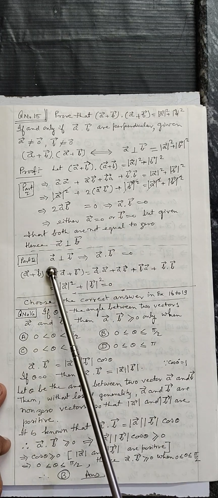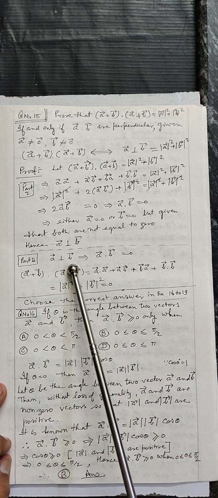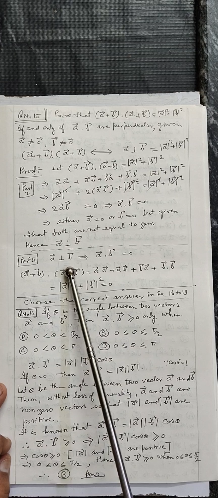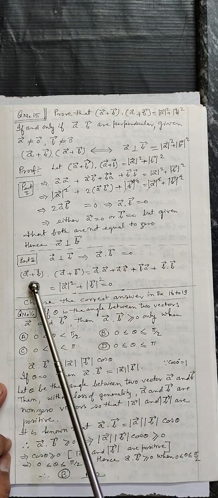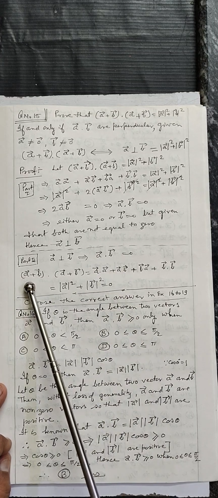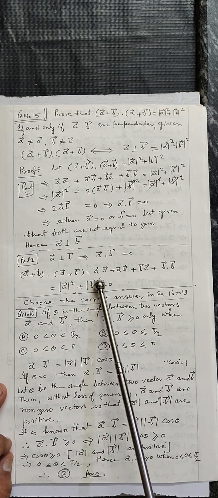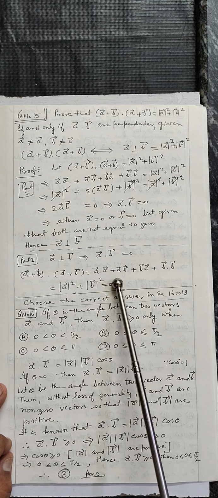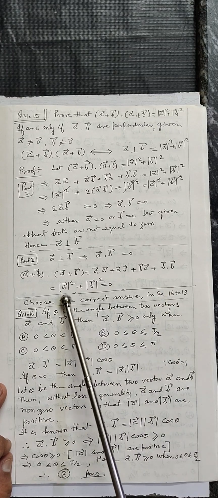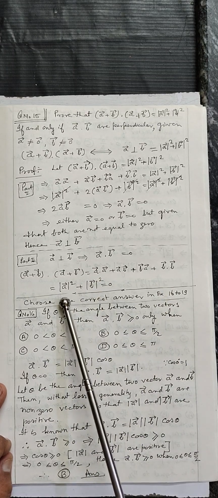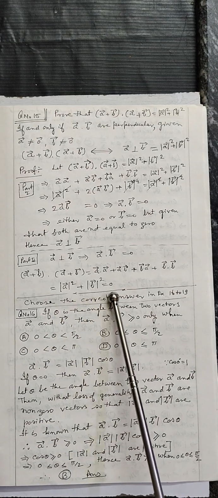Now part 2, meaning if vector A is perpendicular to vector B, this implies that the vector A dot vector B is equal to 0. So the sum of vector A plus B dot A plus B will be equal to AA plus AB plus BA plus BB. Here AA can be written like this. That will be the magnitude of A whole square plus the magnitude of B whole square, and the cross terms are equal to 0.